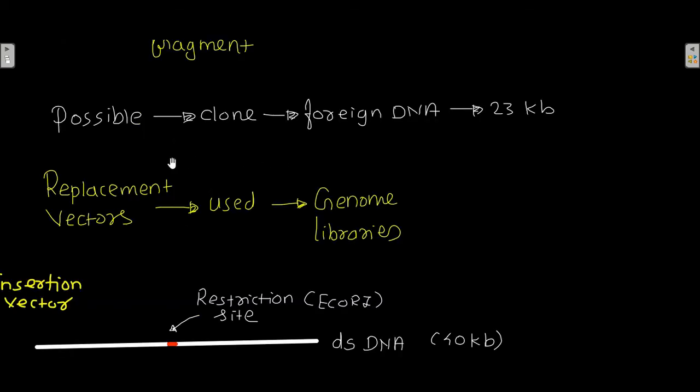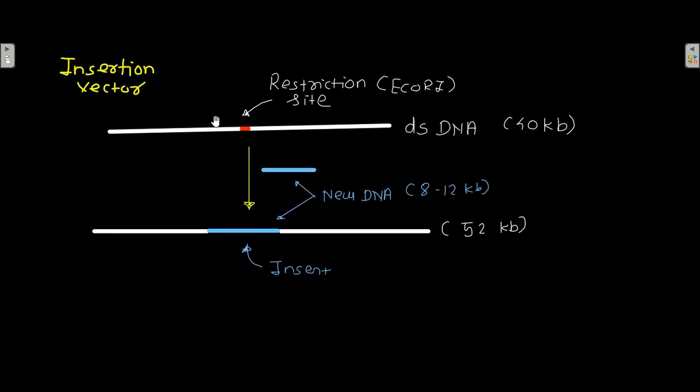So it is possible to clone a foreign DNA of about 23 kb using replacement lambda vector, and that is the reason why these replacement vectors are used in genome libraries. In genome libraries you use replacement lambda vectors. Now let's look at the insertion vector. So this is your double-stranded DNA and it is of about 40 kb.